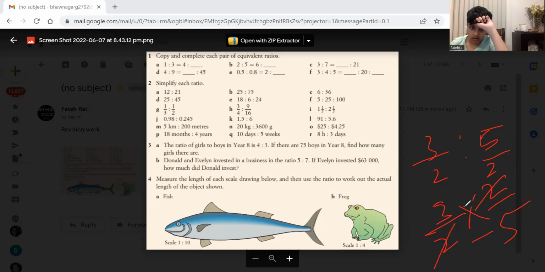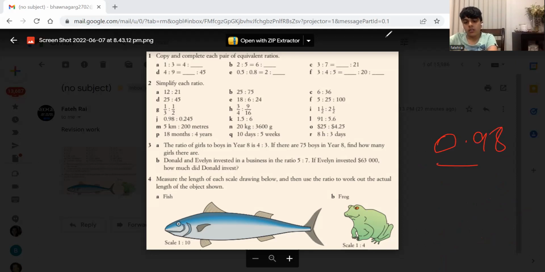If it's decimals, you can just write them in division form, 0.98 over 0.245, and then solve it just like you do with decimals. I don't know what 245 divided by 98 is. If you remove the decimal, it will become 980 over 245. Yes. So we'll write 0.98 divided by 0.245.